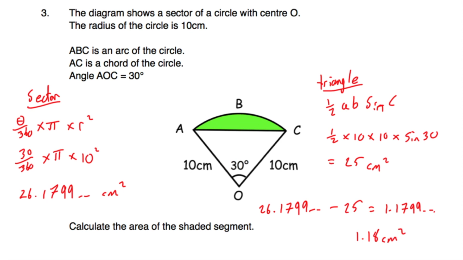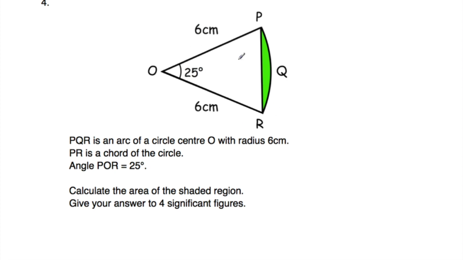Okay, let's have a look at question number 4. So question number 4, we've got a sector and we're told that PQR is the arc of the circle, centre O, with radius 6 centimetres. And we're told that PQ is the chord of the circle, so that means that this green region is a segment. And we're told the angle POR is 25 degrees. And we've been asked to work out the area of this shaded region here. So we need to find the area of the segment.